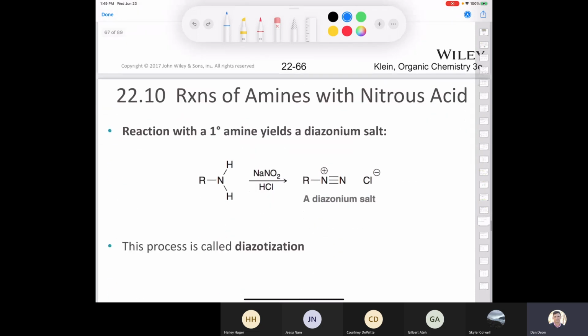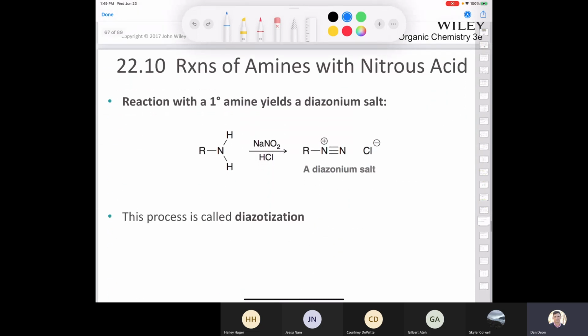However, if you take a primary amine and do the same thing, then we get something very, very different. And it's actually a very cool reaction. It's a process called diazotization. Let me show you what I mean. You start with a primary amine. You treat it with the nitrosonium ion, which again, you can't buy. You can't buy nitrous acid, but you make it from sodium nitrite and hydrochloric acid, and you end up with a diazonium salt.